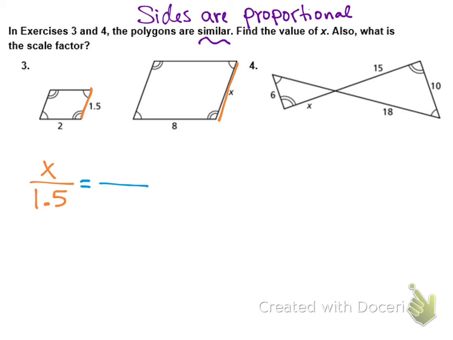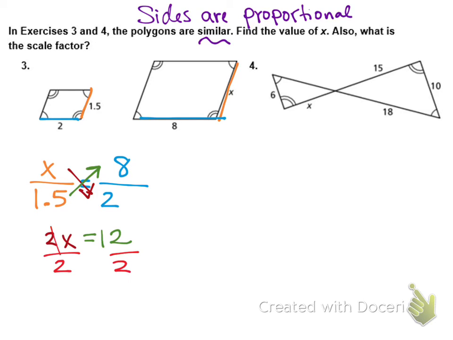Okay, since x is in the numerator, the other numerator needs to come from the same shape. So what's going to go in my other numerator? 8. And 8 corresponds with 2. Cross multiply. x times 2 is 2x. 1.5 times 8 is 12. Divide by 2. x is 6.